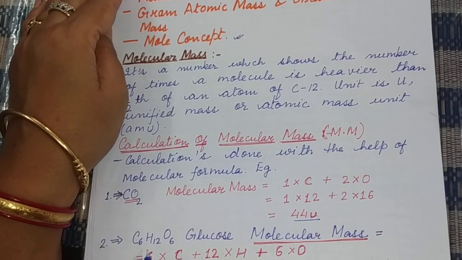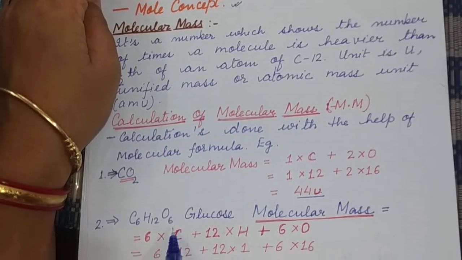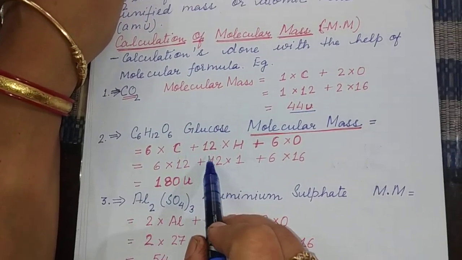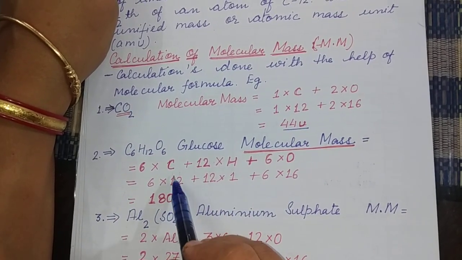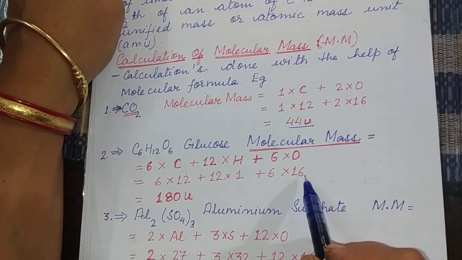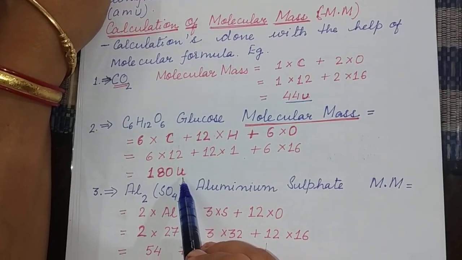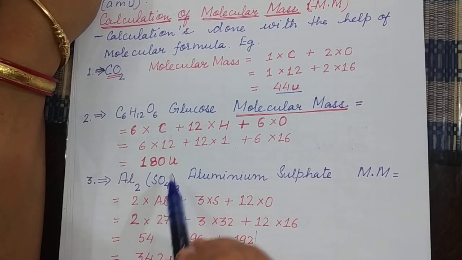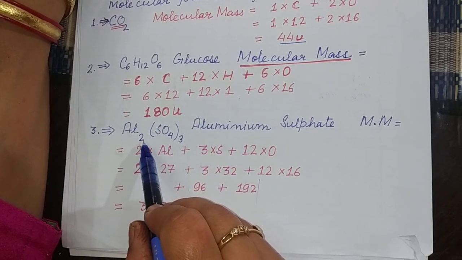Similarly, if we calculate the molecular mass of glucose having the formula C6H12O6, you can see I have written 6 into C plus 12 into H plus 6 into O. Now in the second step I have put the values of atomic mass of carbon, hydrogen and oxygen, and when it has been added, the molecular mass of glucose comes out to be 180 U. Similarly, moving on to a little more complex molecule like aluminium sulfate.